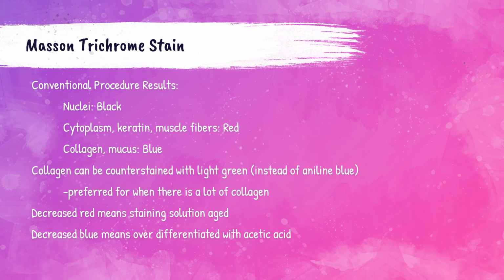When stained with the Masson trichrome stain using the conventional procedure, nuclei will be black in color. Cytoplasm, keratin, and muscle fibers, if present, will be red, and collagen and mucin will be blue within that tissue. When collagen is predominant within the tissue section, it is better to counterstain it with light green instead of the aniline blue counterstain. If a tissue section is stained with Masson trichrome and there is decreased red staining, this means that the staining solution is too old and needs to be discarded, and a new staining solution needs to be utilized. Now, if the blue color in connective tissue is faded with this stain, this likely indicates that it has been over-differentiated with the acetic acid solution.